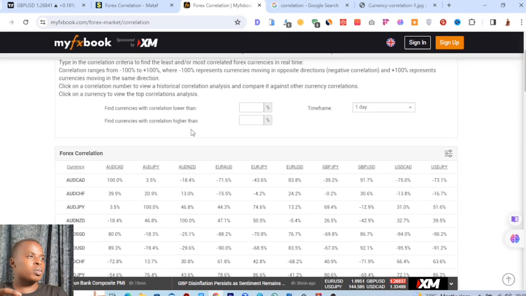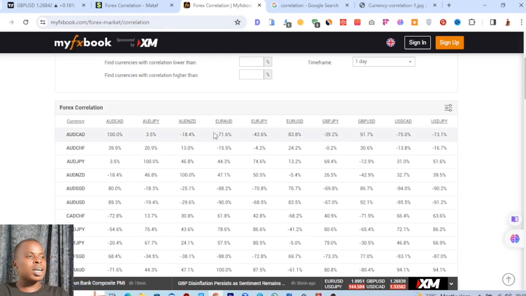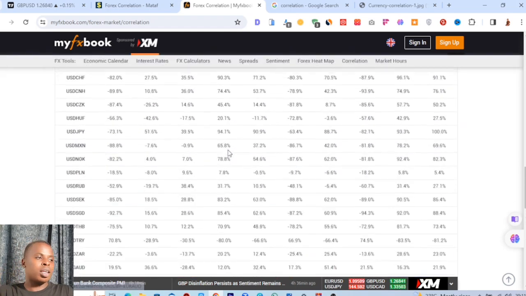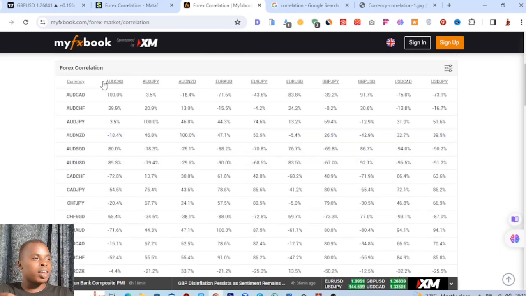If you come to this website right here and search for correlation, you are going to see the pairs and how they correlate with each other. You have a list of currencies on top here and a list of currencies right here, and most of the currencies on top are major currencies. If you want to see the connection between two currencies, you can just come here and see. You can see here GBP/USD and AUD/CAD have 91% correlation.